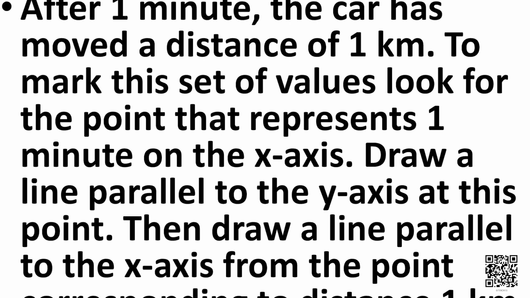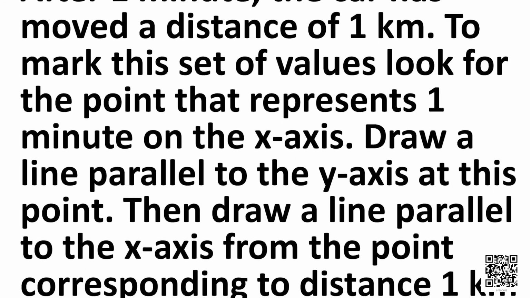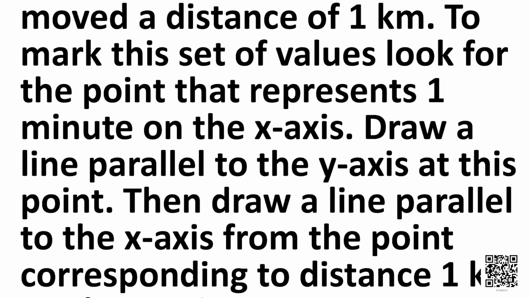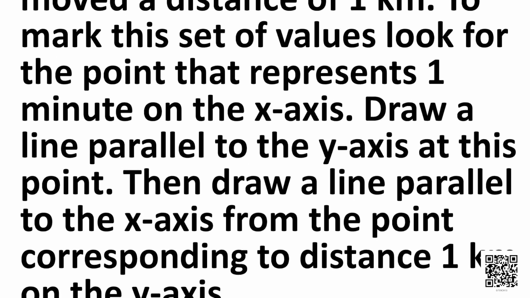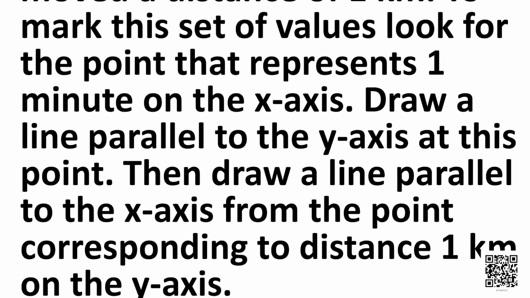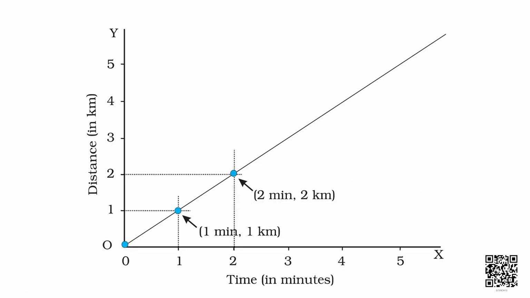Observation recorded at serial number 1 in table 13.6 shows that at time 0 minute the distance moved is also 0, and the point corresponding to this set of values on the graph will therefore be the origin itself. After 1 minute, the car has moved a distance of 1 kilometer. To mark this set of values, look for the point that represents 1 minute on the x-axis. Then we will draw a line parallel to the y-axis at this point. Then draw a line parallel to the x-axis from this point, corresponding to distance 1 kilometer on the y-axis. Now the point where these two lines intersect represents this set of values on the graph as shown in this figure. Similarly, mark on the graph paper the points corresponding to different sets of values.